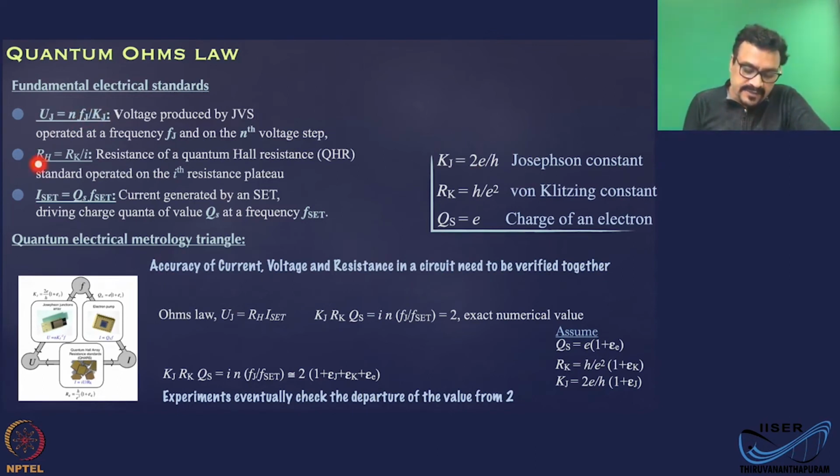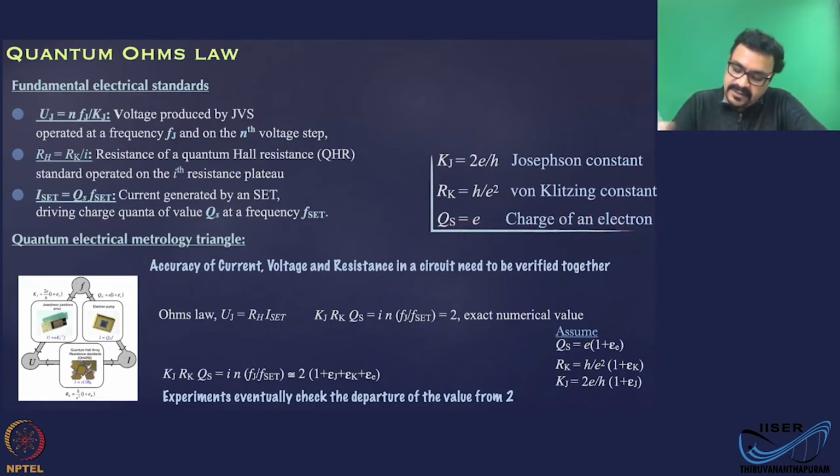Similarly, the resistance is given by Rk by i, where i is an integer, by quantum Hall phenomena, where Rk is this constant h by e square, which is called the von Klitzing constant. Similarly, the current standard is defined by Qs times fz, where fz is a frequency, and it is the current generated by single electron tunneling, driving charge quanta of value Qs, where Qs is basically the charge of an electron.